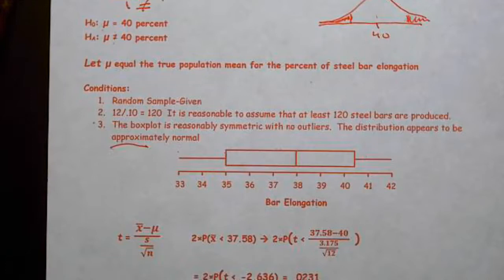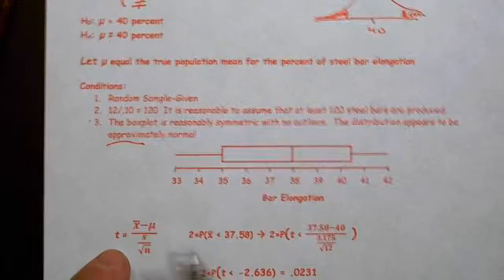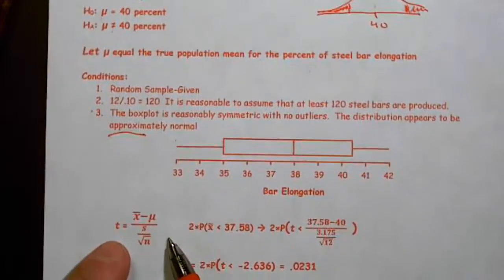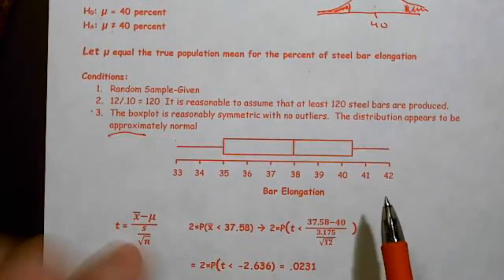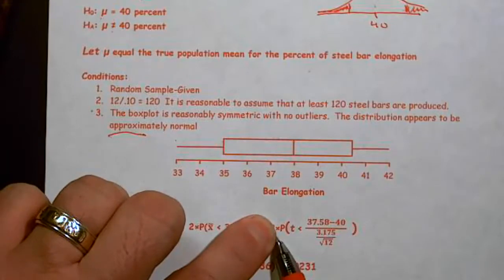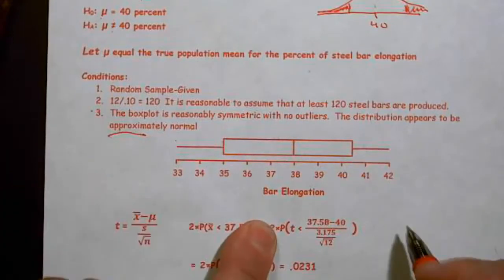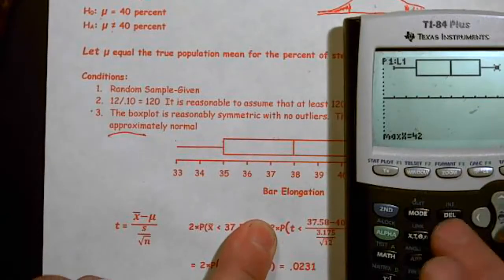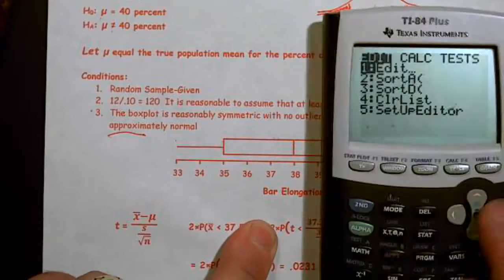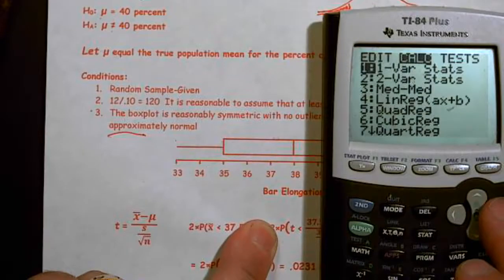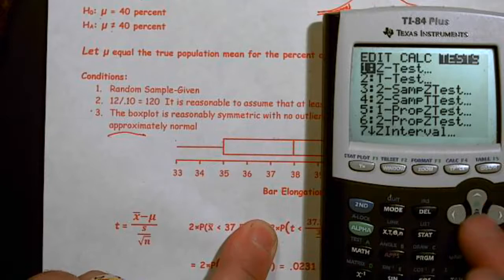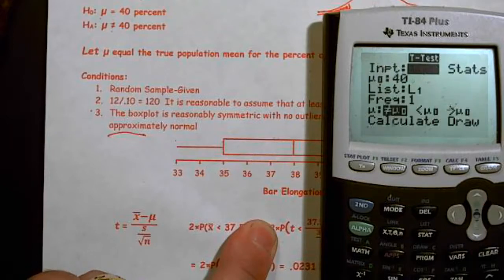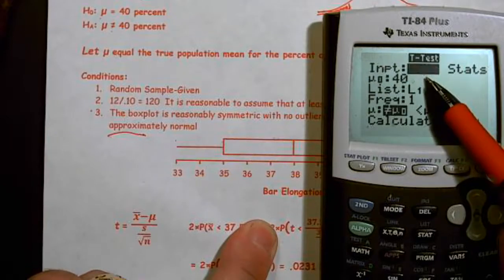All right, so I write down my formula. T equals x bar minus mu, over s divided by the square root of n. We're going to ignore the 2 for just a moment. So what we got here is, well, actually, you know what? Let's go ahead and run this thing, and I'll show you what's happening. We're going to go stat, or all the way over to test, t-test. Make sure data is highlighted.